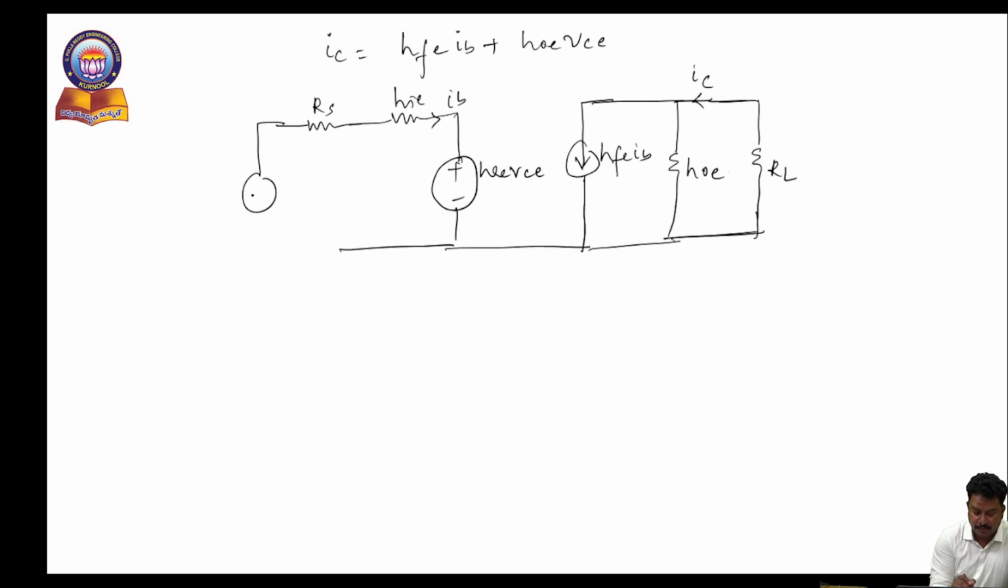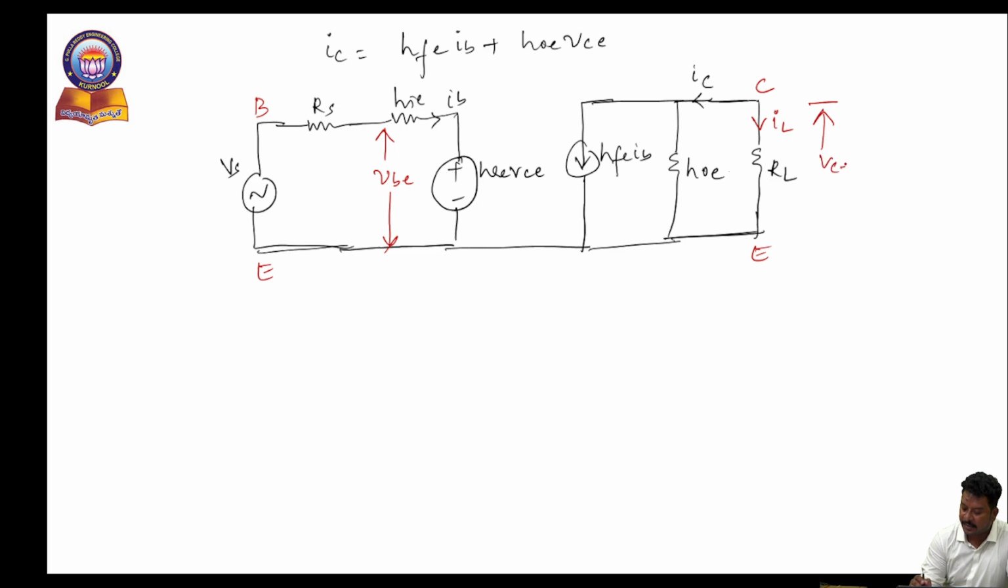And the input source as VS. Now, if you carefully observe here, this is input current as VBE, and this is IL. Now, as we know that the output is taken across the collector, input is applied across the base, and the emitter is common. The output voltage is nothing but VCE or V0. In this common emitter configuration, V0 is nothing but VCE.